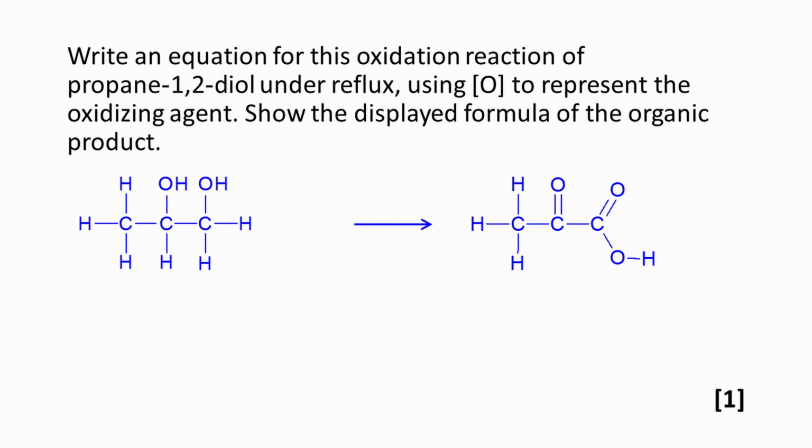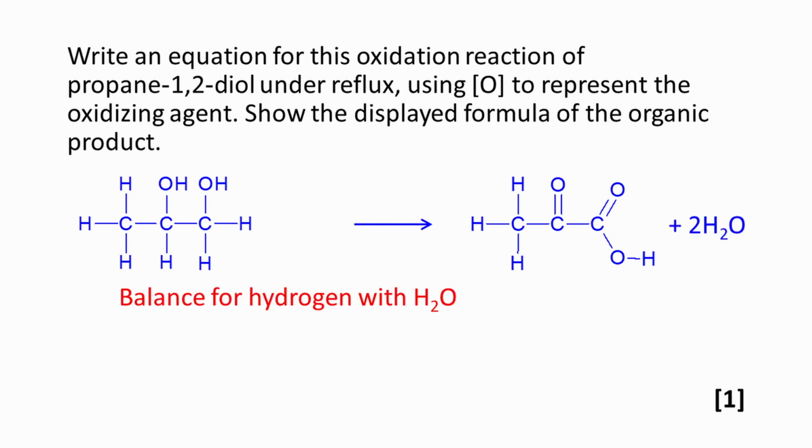It is a good idea to check that each carbon atom is making 4 bonds in any structures that you suggest. The question specifically states that the displayed formula should be used to show the organic product. This means that every atom and every bond must be shown. Balance for hydrogen atoms using water. Oxygen from the oxidizing agent is shown with an O in square brackets. The completed balanced equation is shown in blue.